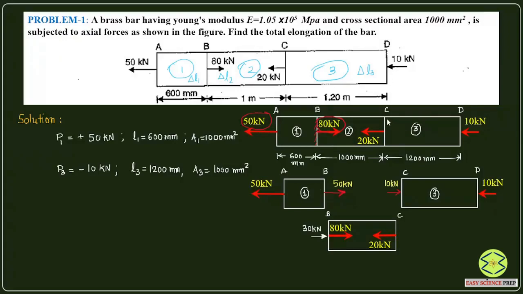Here also if you see this section, it is having 20 kilonewton compressive and 10 kilonewton also is going to have effect on this. So 10 and 20 is going to be 30, so you are going to get 30 compressive. So this is very important to understand. So you will have 30 kilonewton compressive. Okay, so we got 30 kilonewton load compressive here as well as 30 kilonewton compressive here.